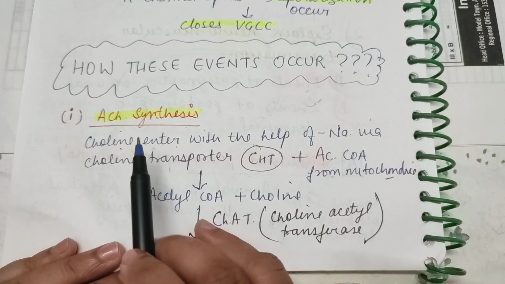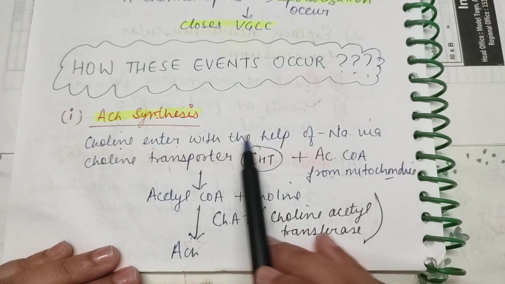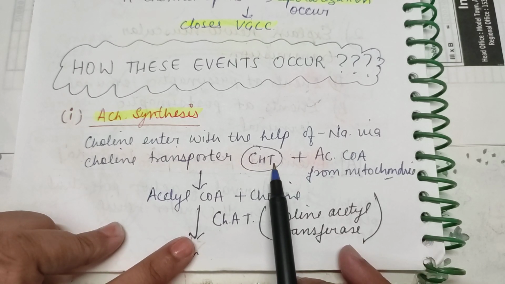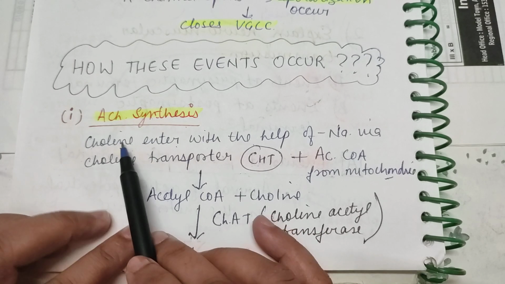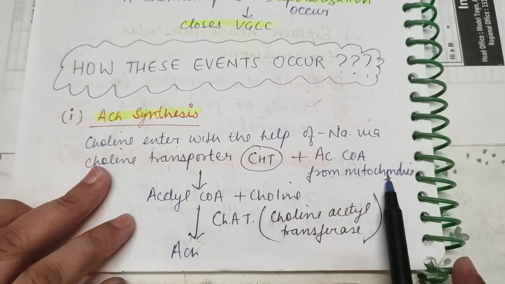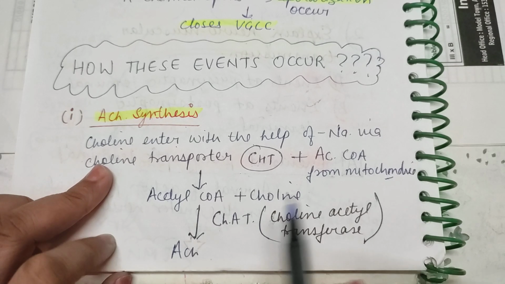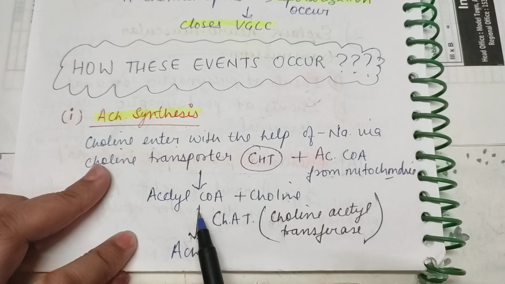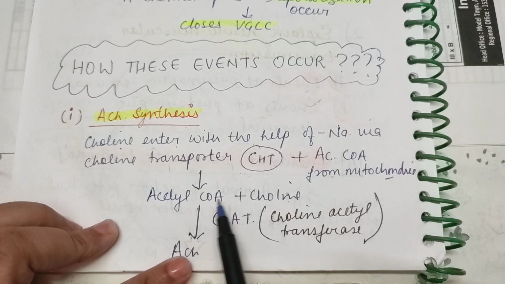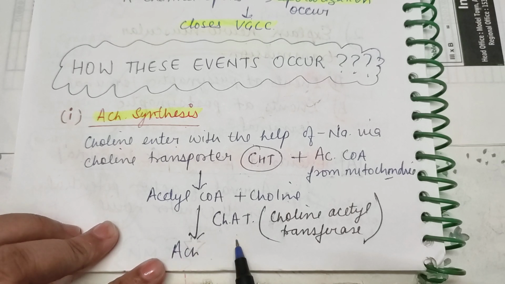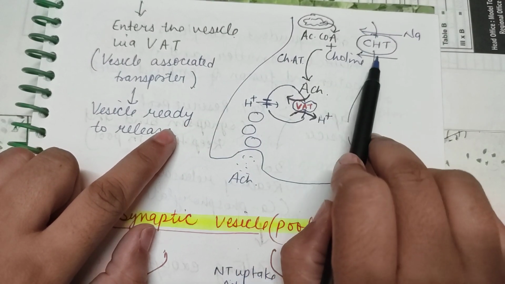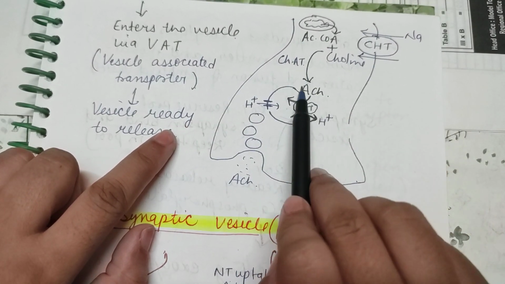So, acetylcholine synthesis. What happens basically? Choline enters with the help of a transporter, CHT, the choline transporter, which transfers choline inside the nerve terminal, and we have acetyl-CoA from mitochondria. Mitochondria are present in the nerve itself. So acetyl-CoA plus choline, with the help of choline acetyltransferase, forms acetylcholine. So the choline transporter makes choline enter the cell, and with acetyl-CoA it forms acetylcholine.